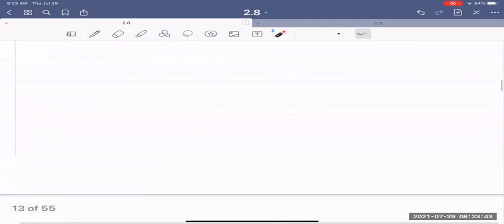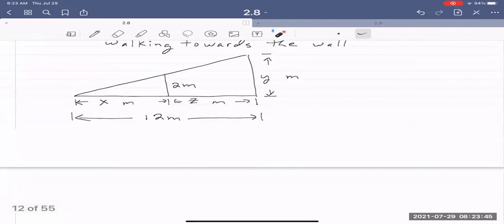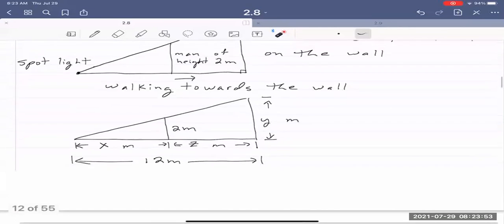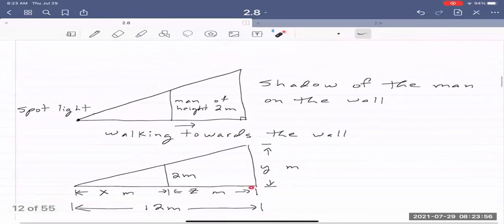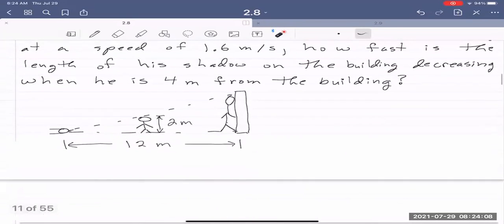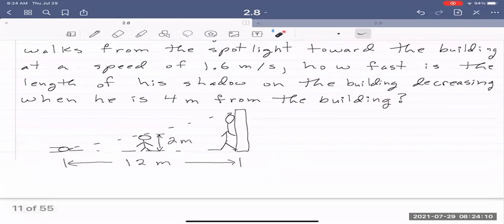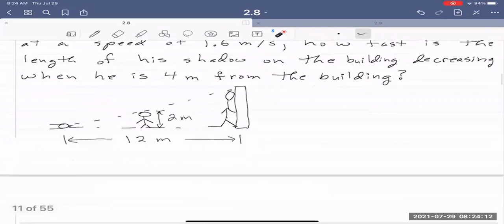Okay, so let me write that down. So I know that the rate at which this is decreasing is 1.6 meters per second.